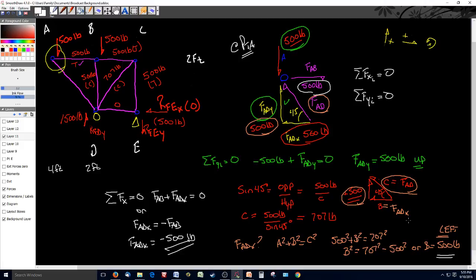So let's go back and update our master diagram, our force diagram. So we'll come over here and enter in 707 pounds. Oops, I put it in red. 707, and that is in compression. So compression because it's pushing on the point. So 707 compression.